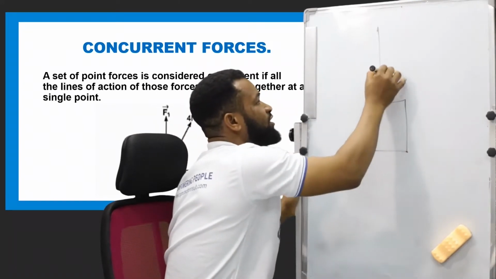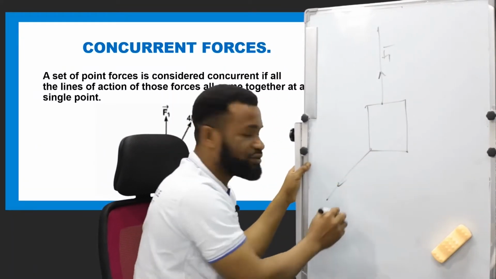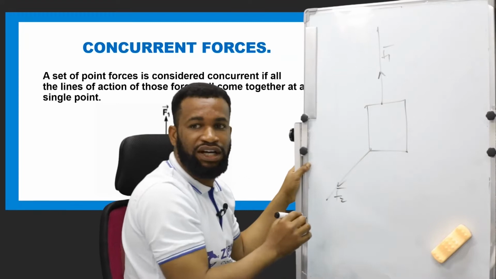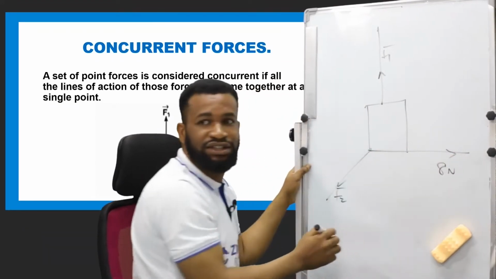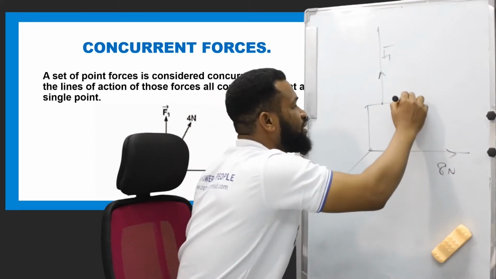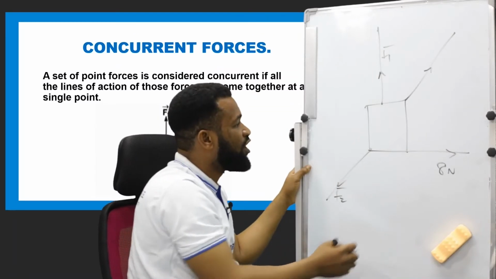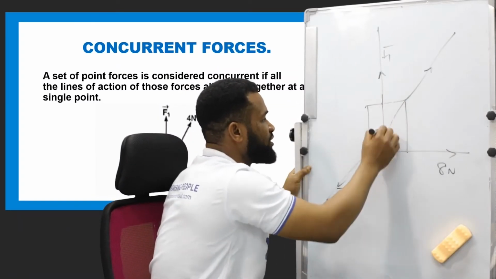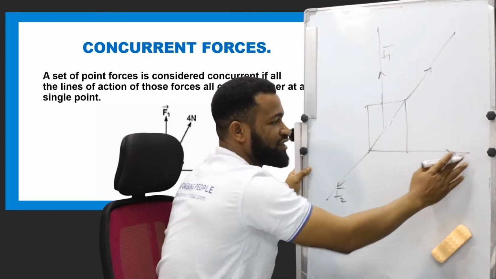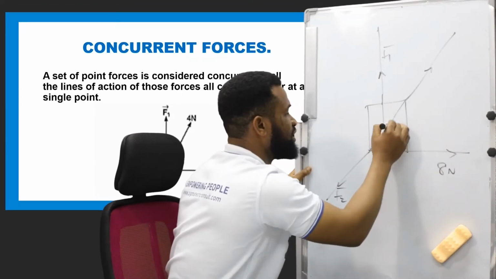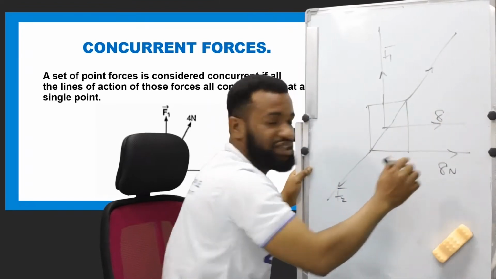Maybe a wire is holding it upward in this direction. Another wire is holding it in this direction, which is F2. Then there is a force keeping it this way, which is 8 Newton. Then you also tie another force, maybe another rope, in this direction. If all these forces are acting, coming to a point, see their lines of action meeting. Let's say this one is not going to be here, this is going to be in this direction, 8 Newton.